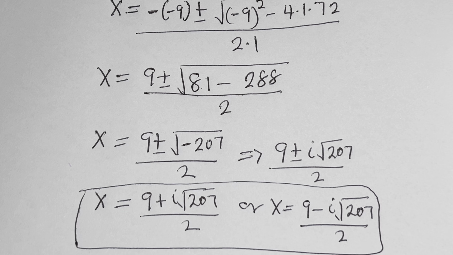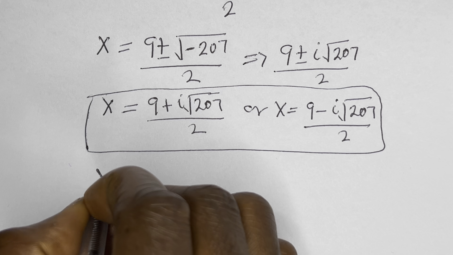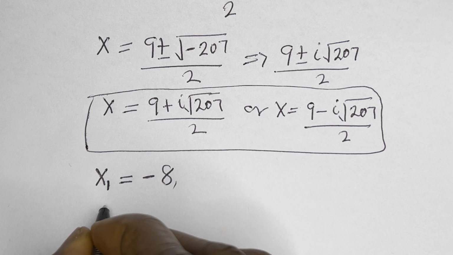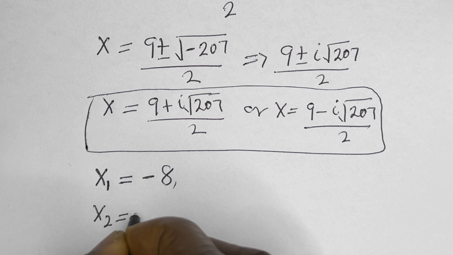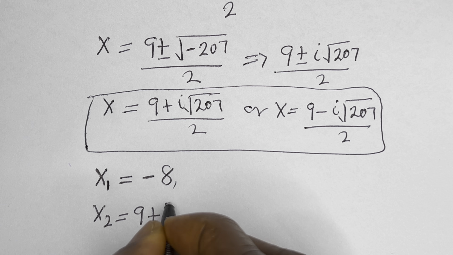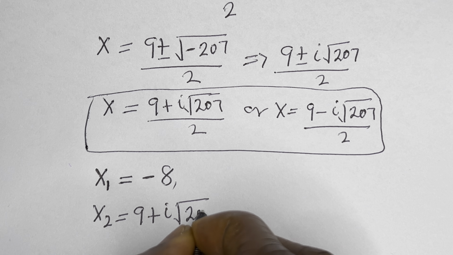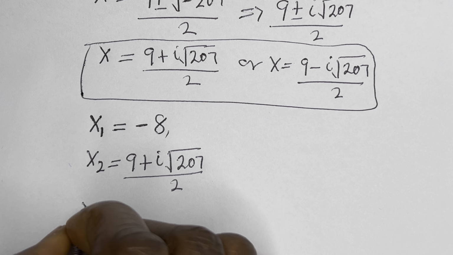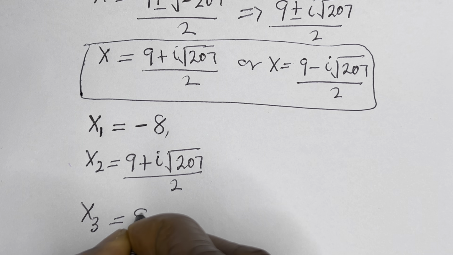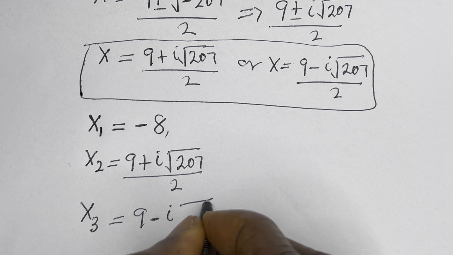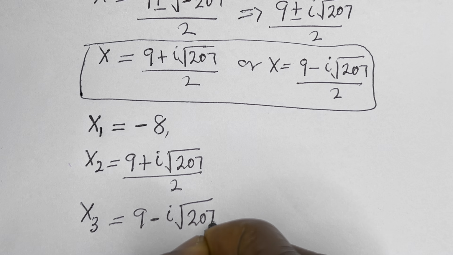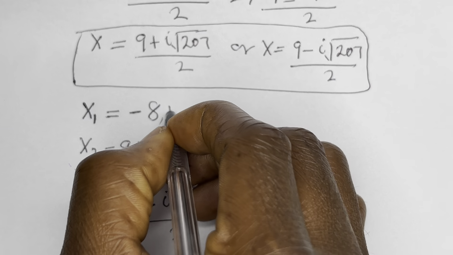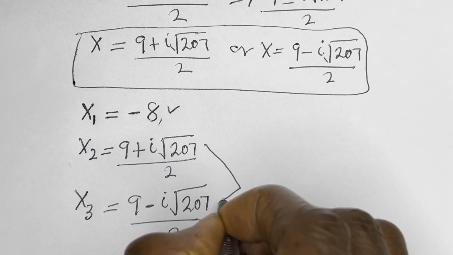Therefore, our final answers are s1 is equal to minus 8, s2 is equal to 9 plus i square root of 207 over 2, and s3 is equal to 9 minus i square root of 207 over 2. You can see that here we have one real root and then two complex roots.